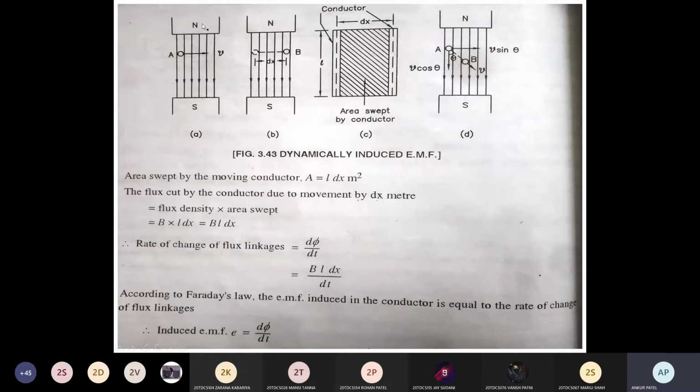Here N and S magnetic poles are given, and the conductor is given in between. Here we have taken a uniform magnetic field. The velocity is divided into two components, V sin theta and V cos theta. V sin theta is the perpendicular component, due to which flux is cutting. So we get the induced EMF equal to d phi by dt for this dynamically induced EMF. So E equals BLV when the conductor is moving inside the magnetic field, where V equals dx by dt, taken as velocity.